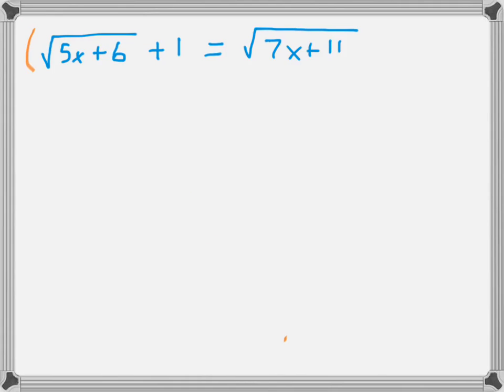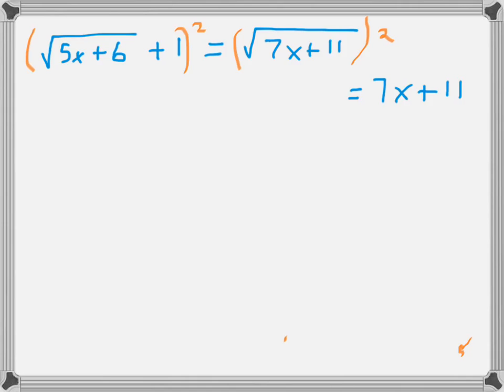Okay, so now this is a different type of problem. Still using radicals, but it's a little more difficult. We have the square root of 5x plus 6 plus 1 is equal to the square root of 7x plus 11. So what we do here is we're still going to square both sides. And the right side is not a problem, because when we square it, it just undoes the radical. So on the right side, we're still going to have 7x plus 11.